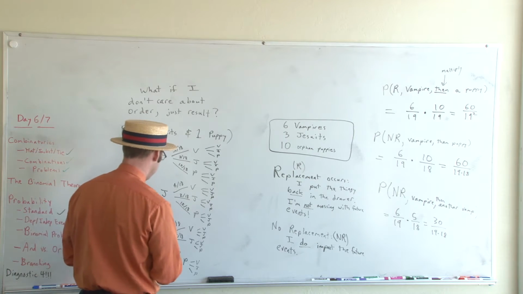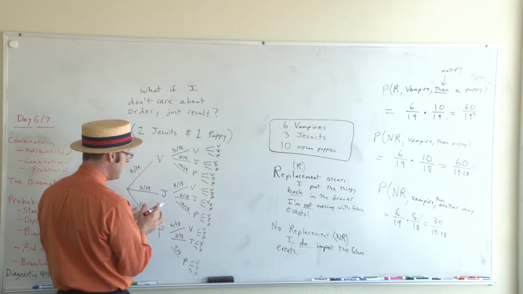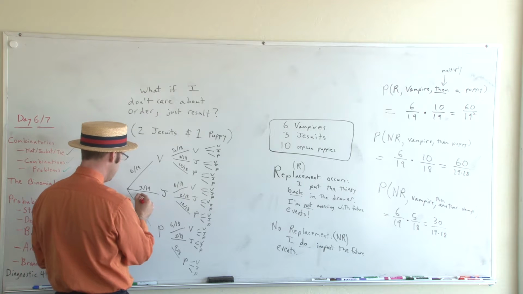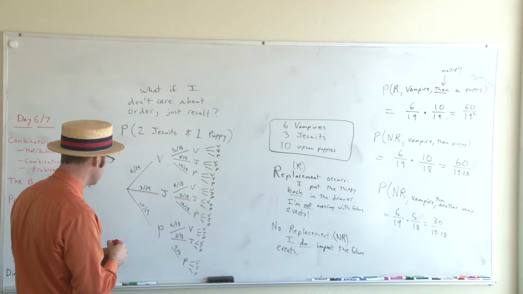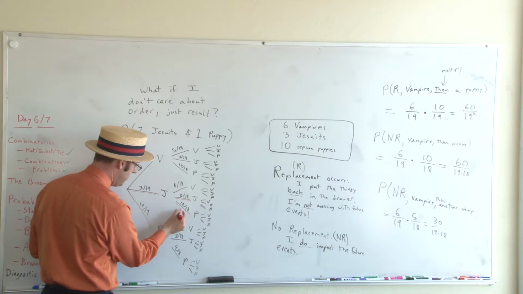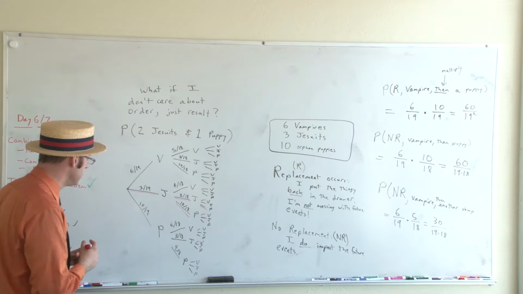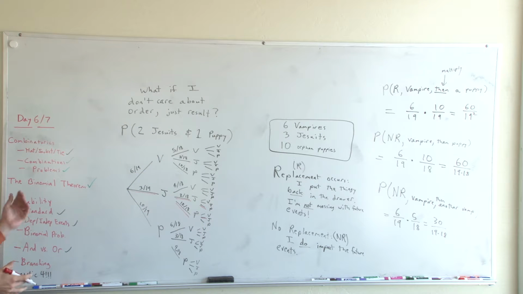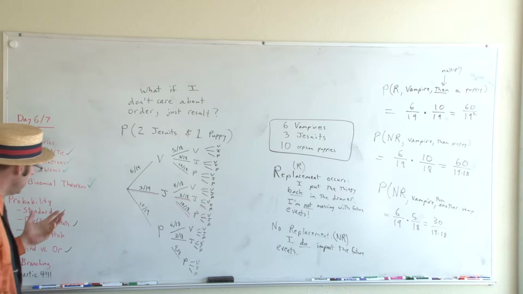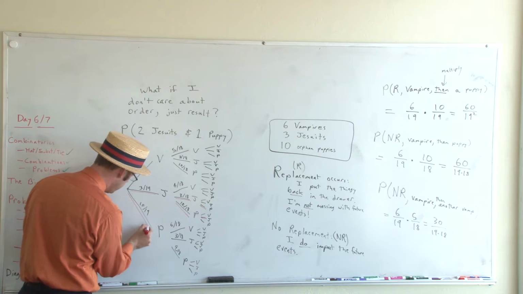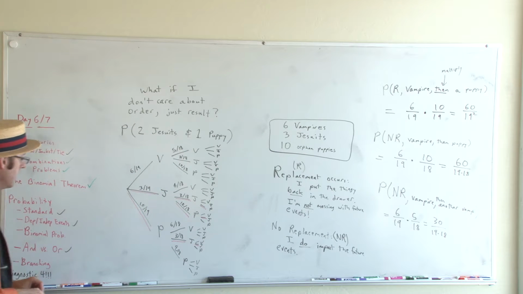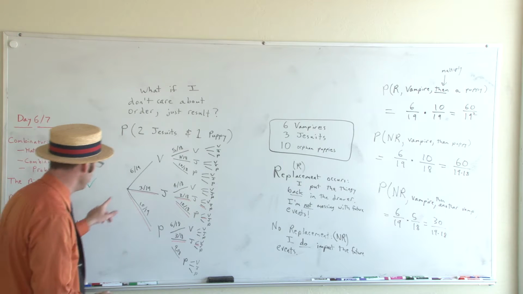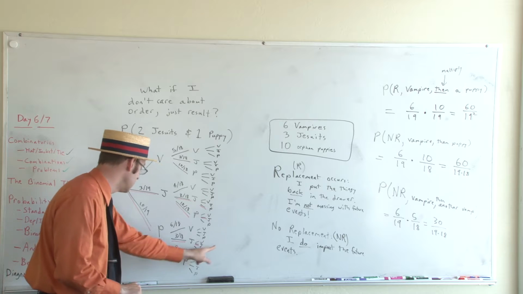So I want 2 Jesuits and a puppy, so that could be Jesuit, Jesuit, puppy. That one works. Puppy, Jesuit, Jesuit works. Jesuit, puppy, Jesuit works. So those are the only ones which give me 2 Jesuits and a puppy. This branch, this branch, and this branch.